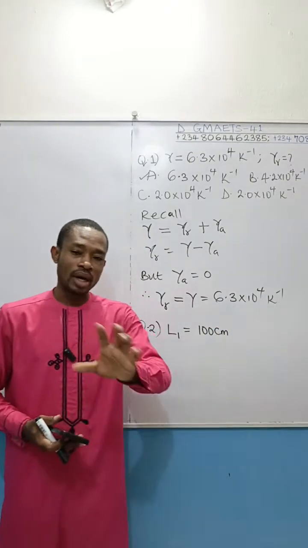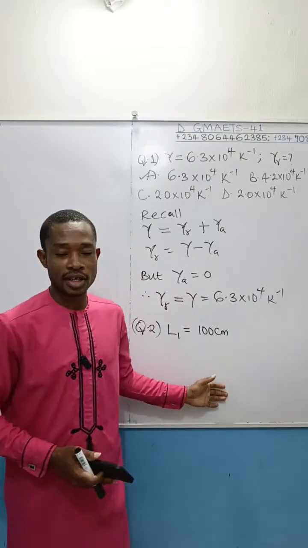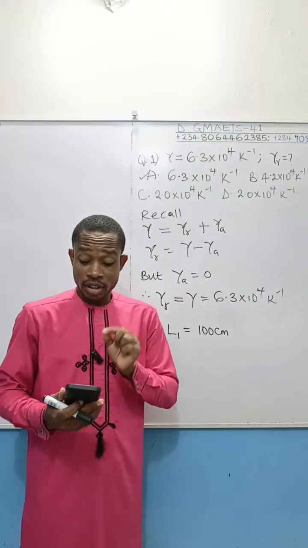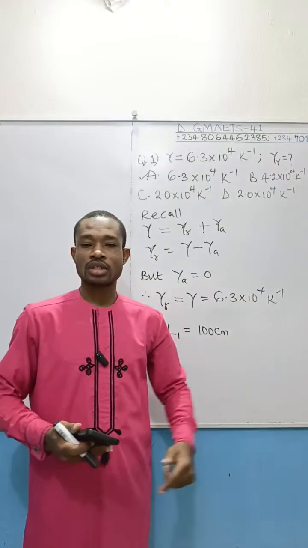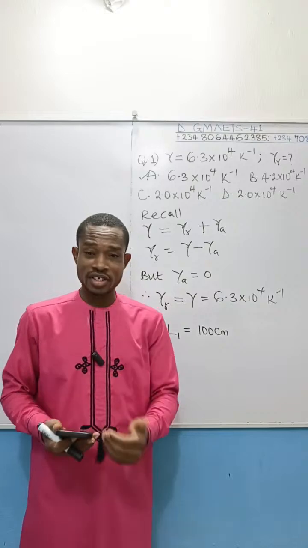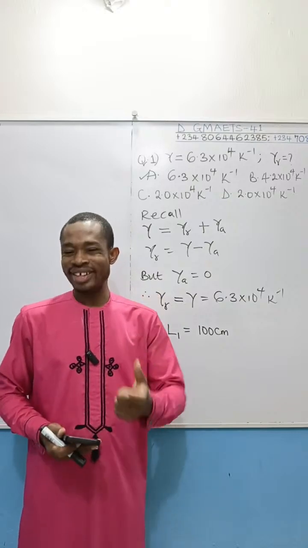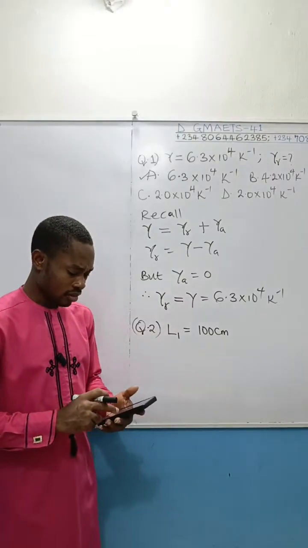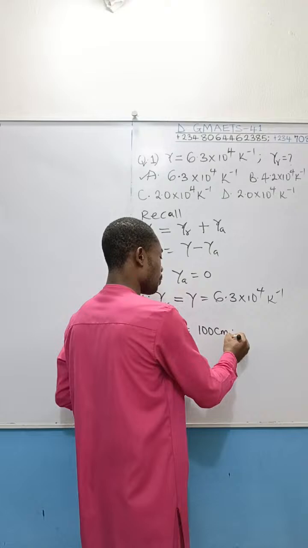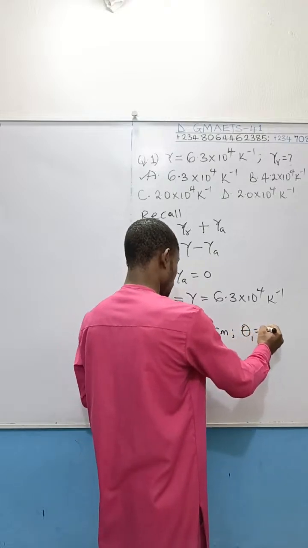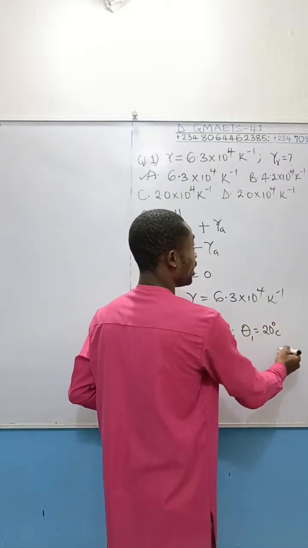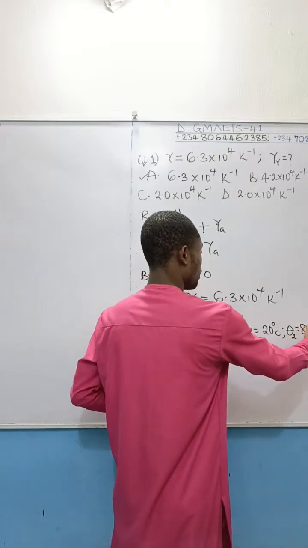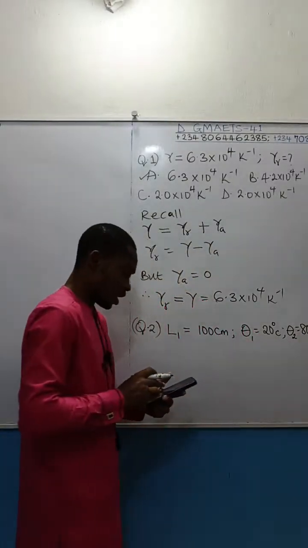Normally, I am meant to convert this cm to meter, but I won't do that. There is no need for that because the unit of the options provided for the change in length of the rod are in centimeter. All right, we're given the temperature. Initial temperature is 20 degrees centigrade, and the metal was heated to a final temperature of 80 degrees centigrade.